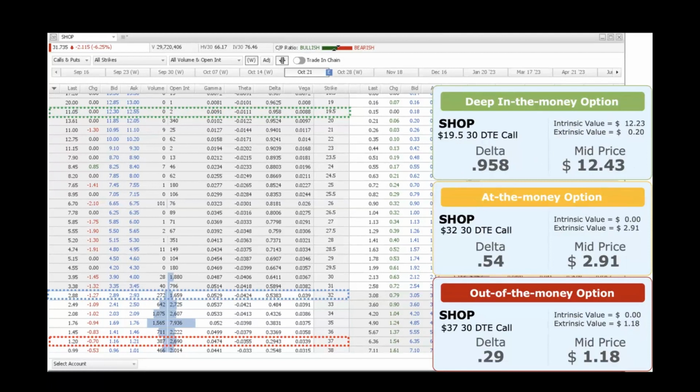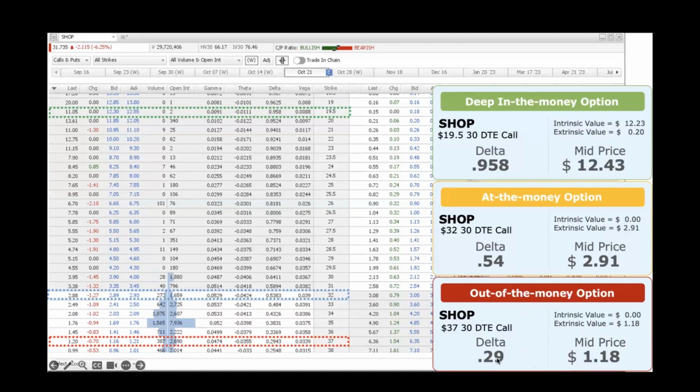The at the money option has about a 0.5 delta. Its intrinsic value is 0 because it's not in the money. So it only is made up of extrinsic value, those decaying factors. And then the very far out of the money option has the smallest delta. And of course, it's also only made up of extrinsic value.